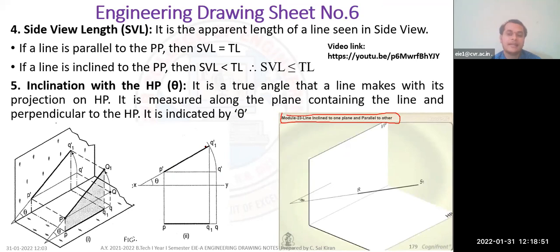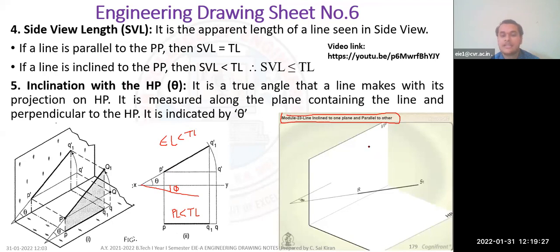Whenever I make a line inclined in the view, and I give the inclination theta, which is above the XY line, then the plan length is less than the true length. And whenever I give the inclination phi, then the elevation length is less than the true length. So these things you have to understand. This is a concept.